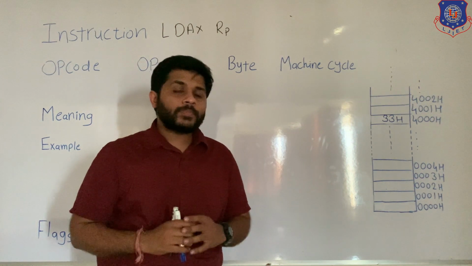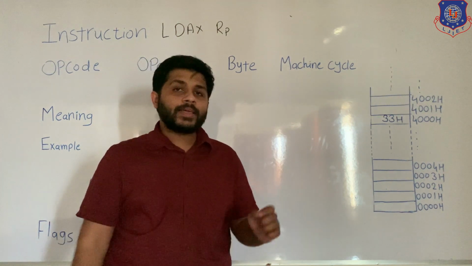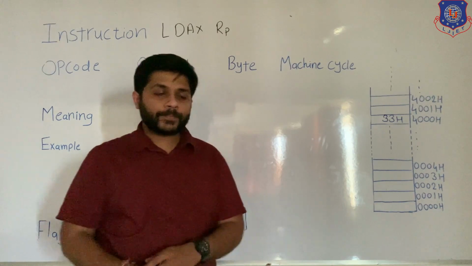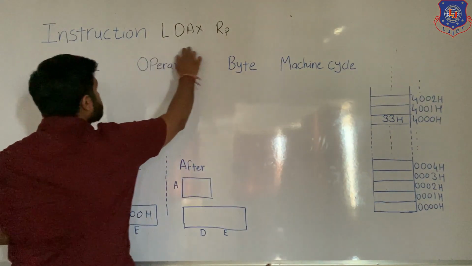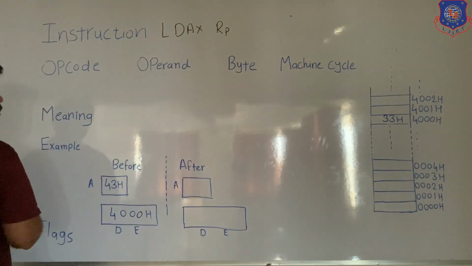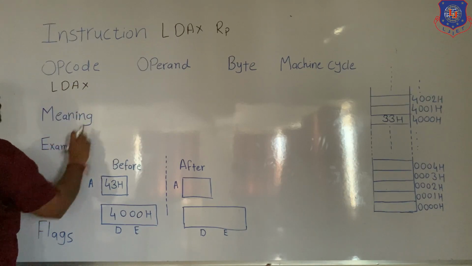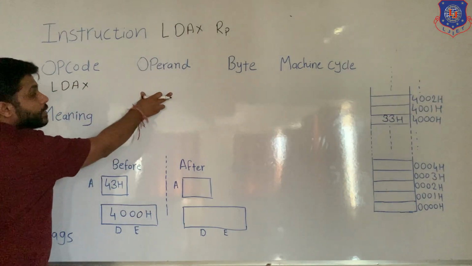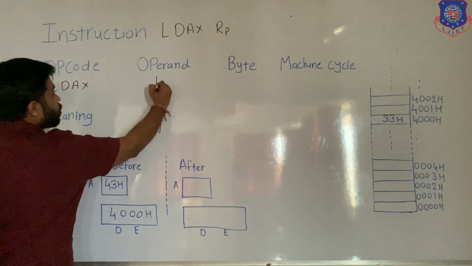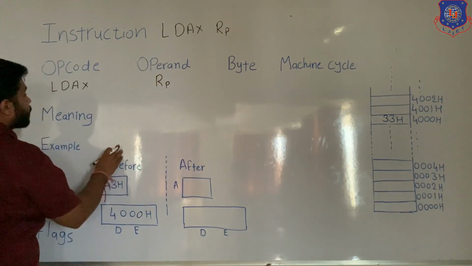So now let's see the instruction that is LDAX register pair. You can see in this instruction the first part is known as opcode. So the opcode is LDAX. The remaining part of the instruction is the operand. So what is the operand? It is the register pair.